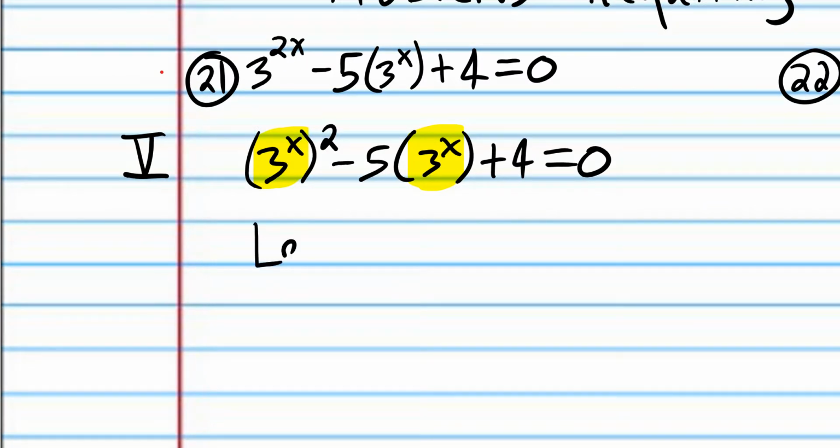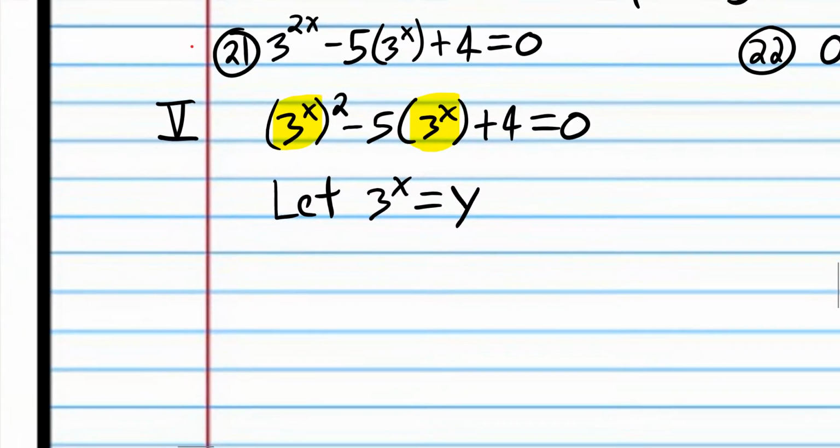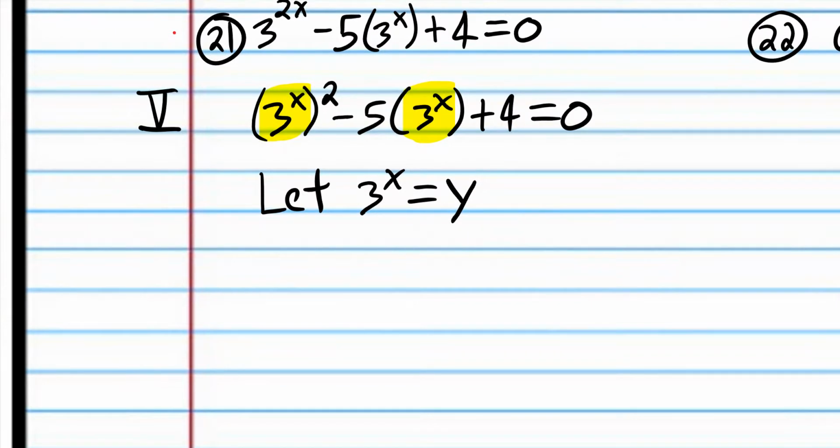Well, what we're going to do is we're going to use substitution. We're going to let 3 to the x power equal y. So I just made up that variable y. You can use any variable. You can use capital A, capital B, capital C. Z is a common substitution variable. And now what I'm going to do is I'm going to plug in y wherever you see those 3 to the x's in the above equation.